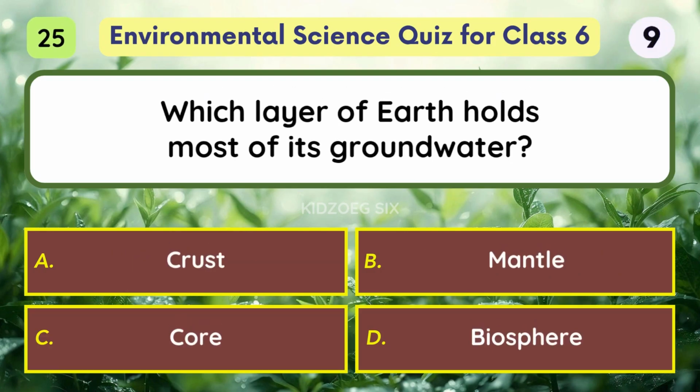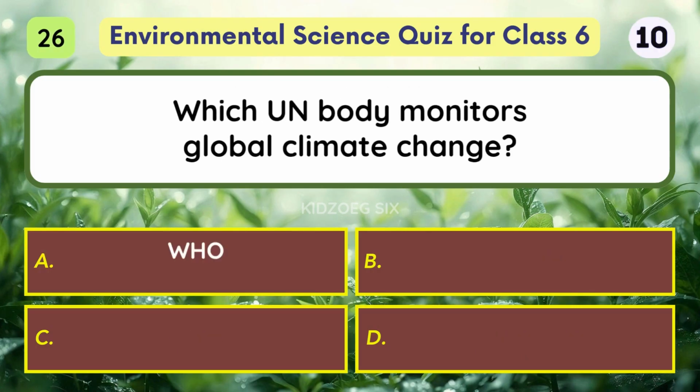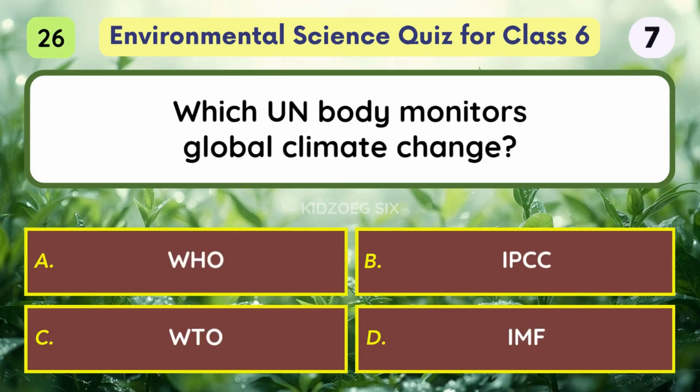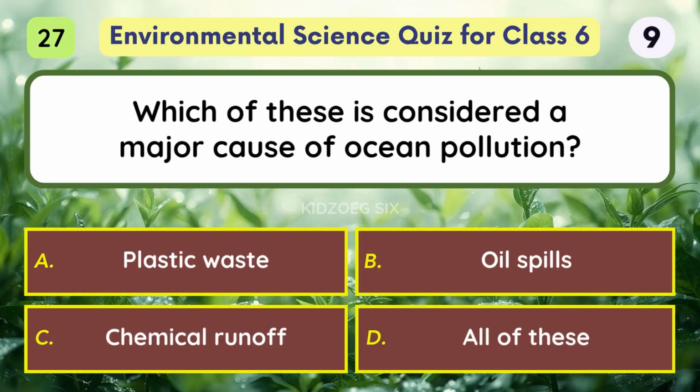Which layer of Earth holds most of its groundwater? Crust. Which UN body monitors global climate change? IPCC. Which of these is considered a major cause of ocean pollution? All of these.